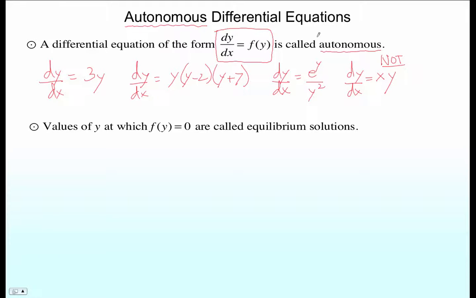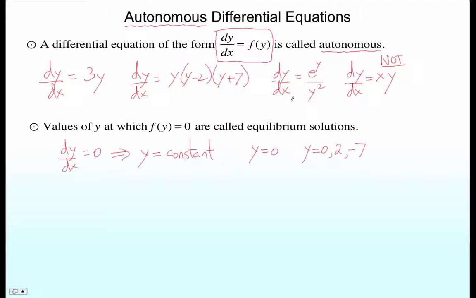Now, these autonomous differential equations are important because dy/dx is f(y), and if f(y) is 0, then obviously you have dy/dx equals 0, which means that y then becomes a constant. And that's an equilibrium situation, a non-changing situation. If we look at the equations up above, for this one over here, y equals 0 is an equilibrium solution. Over here, it is y equals 0, 2, and minus 7.